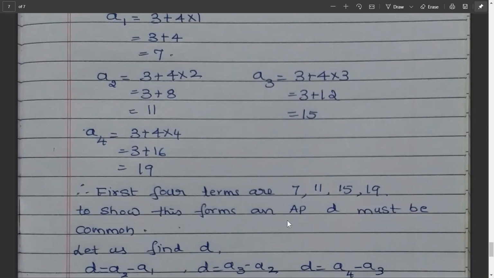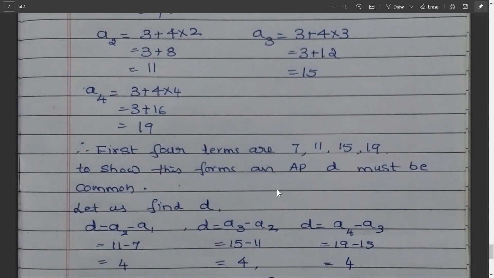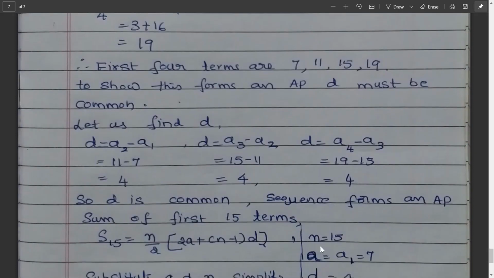To show that this forms an AP, we have already done this type of sum. This list of numbers we got, whether they are in AP or not, to check that we have to find the common difference. Finding the common difference, d is a2 minus a1, 4. To check whether they form an AP or not, one common difference is not enough. At least 3 common differences you have to find, by subtracting a2 minus a1, a3 minus a2 and a4 minus a3. In all these 3 cases, we got the common difference as 4. So we can say that this list of numbers is in AP.